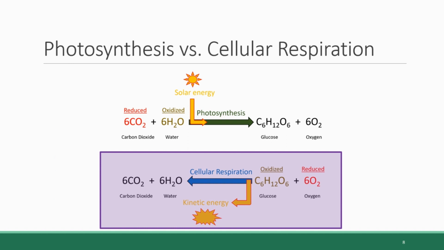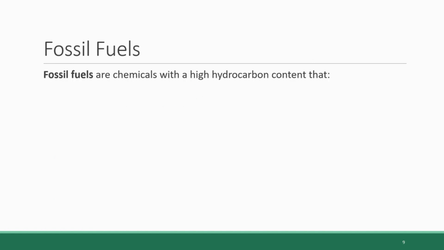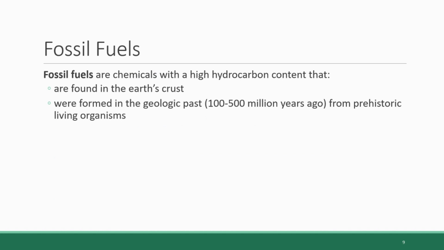So when you say you are burning calories, you are literally burning calories. The breakdown of carbohydrates within cells is a slow, controlled combustion reaction. But this is not the type of combustion reaction we're concerned with here. In this chapter, we're concerned with the combustion of fossil fuels, which are chemicals with a high hydrocarbon content that are found in the Earth's crust, were formed in the geologic past, specifically between 100 and 500 million years ago, from prehistoric living organisms, the organic matter that made up those organisms, and can be burned easily to release energy.